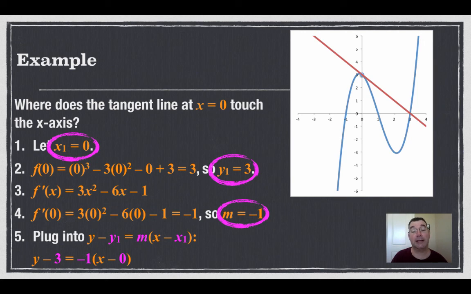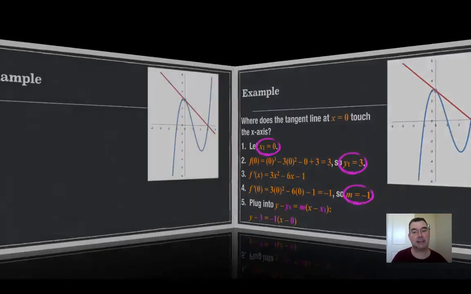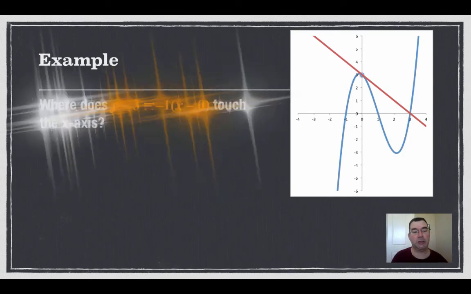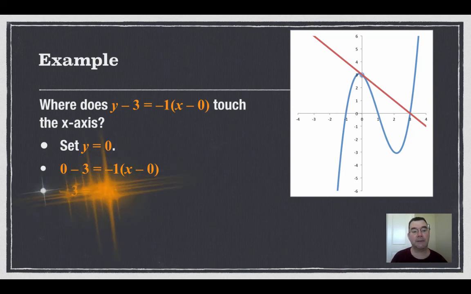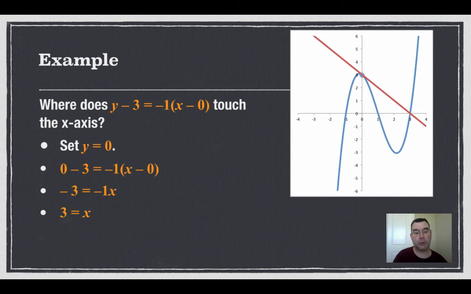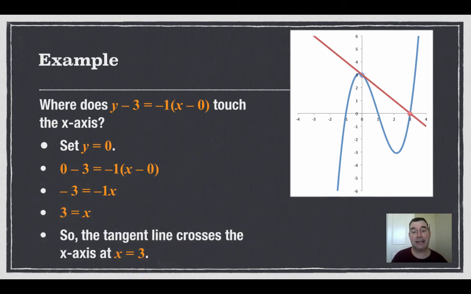Now that's not the end of the problem, because I need to know where that touches the x-axis. So I take that equation, and that just means I need to set y equal to 0 and solve for x. Replacing y with 0, that's the equation I get. Simplifying both sides, I get negative 3 equals negative 1x, and dividing both sides by negative 1, I get that x equals 3. So this tangent line crosses the x-axis at x equals 3. You can see that it does that where the red dot is.